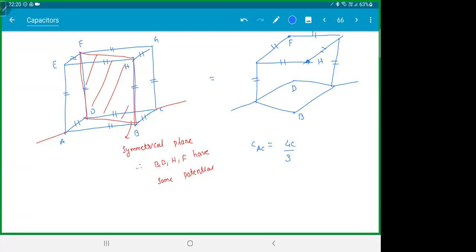How the hell did we get 10C by 9? Did you get the same thing? Yes, Anamma, you got it right. Check everyone.